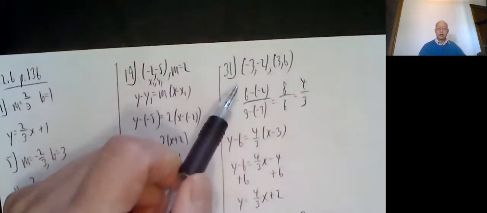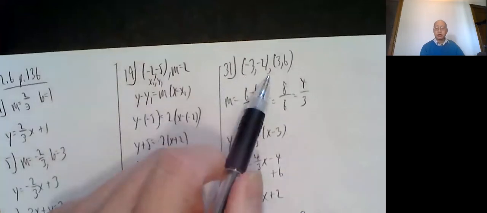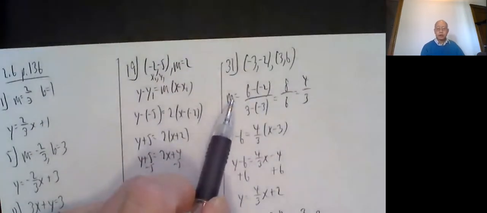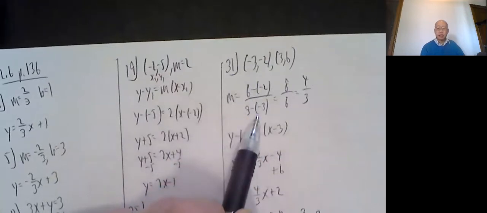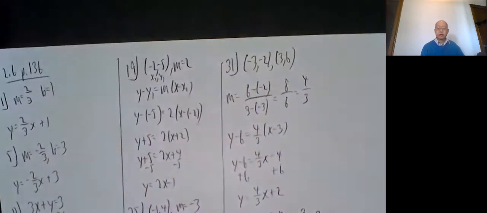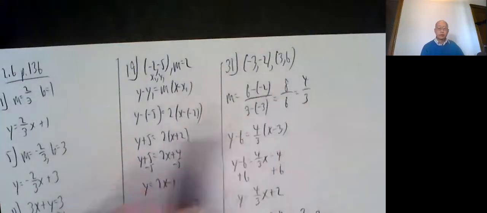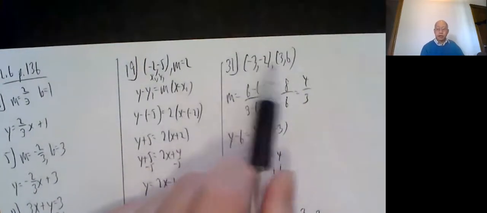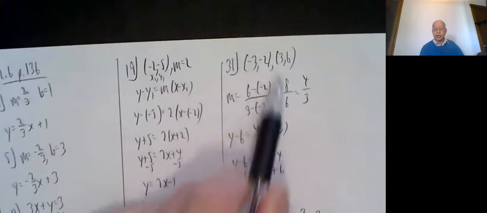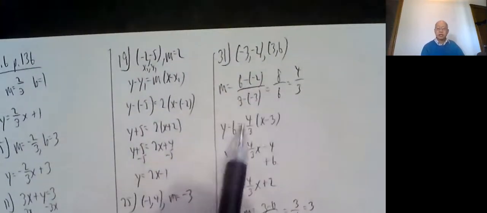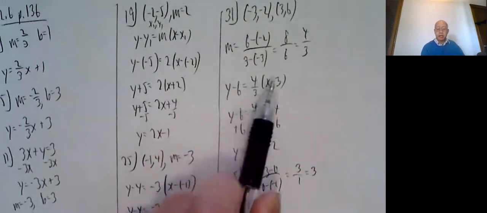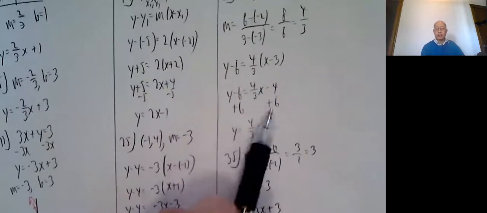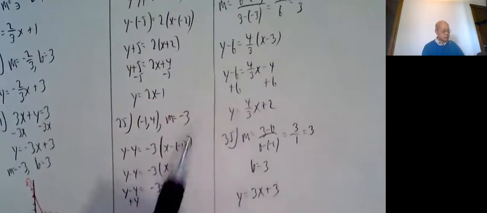Here's another one like that, 31. Negative 3, negative 2, 3, 6. First I find the slope. Y2 minus y1, 6 minus a negative 2, divided by 3 minus a negative 3. That comes out to be 8 over 6, or 4/3. Then I use the point slope form. If you're allowed to pick either point, I'll pick the one that has both positives rather than both negatives. Y minus 6 equals 4/3 times x minus 3. Distribute, this is 4/3 x minus 4. If I multiply this by this, the 3's cancel, minus 4. Add 6, y equals 4/3 x plus 2.